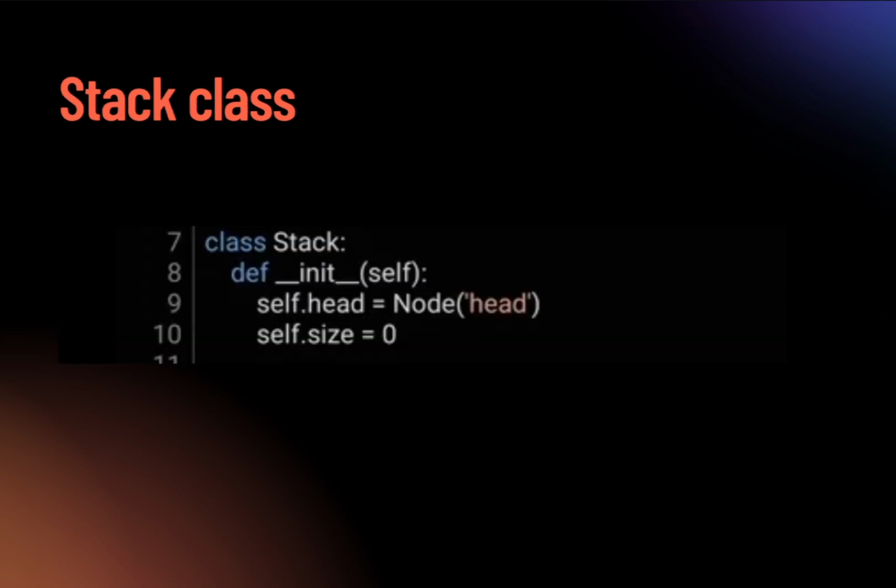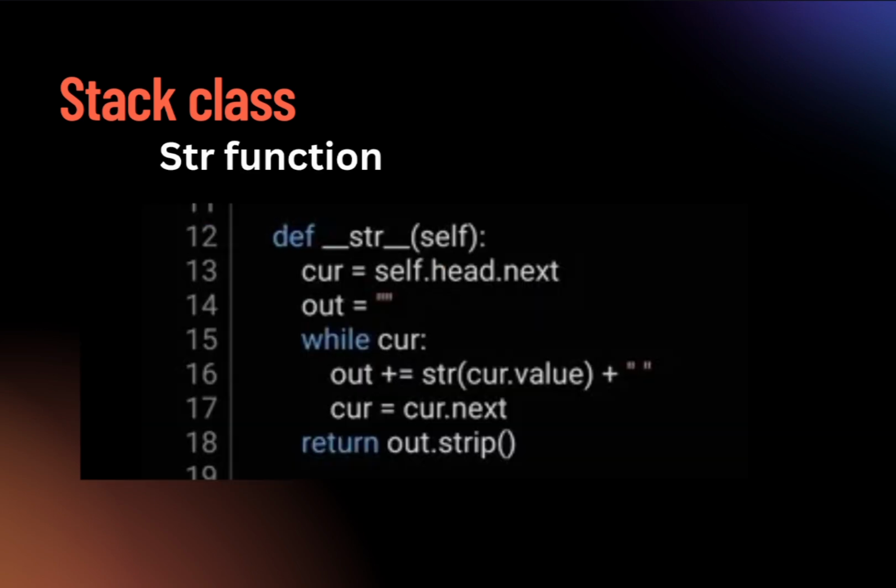Next is the stack class. Now, the stack class contains each function of the stack, like pop or push to name a few. In stack, there is also the init function, similar to the one in the node, but this one creates a stack rather than a node. Let's move on to the str function. Not necessarily important in the stack, but this function represents the stack as a string. It is important in printing and visualization of the stack.